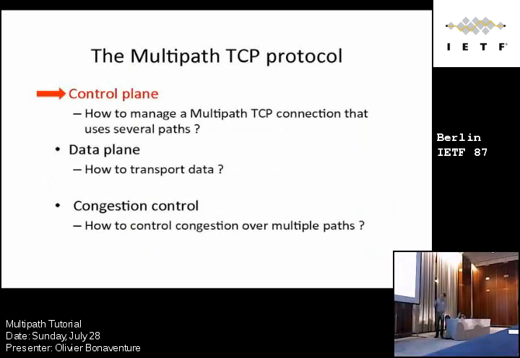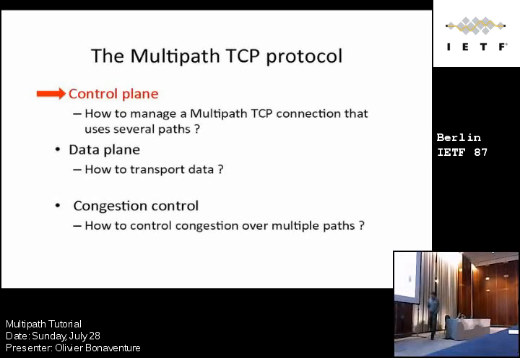We look at the protocol in 3 phases. First, we'll have a look at the control plane. So how do we manage a multipath TCP connection? How do we open and close a multipath TCP connection so that it can use multiple paths? Then we'll see how we can transport data. We'll have a brief look at congestion control, so that we'll have a survey of what is multipath TCP and how multipath TCP works.